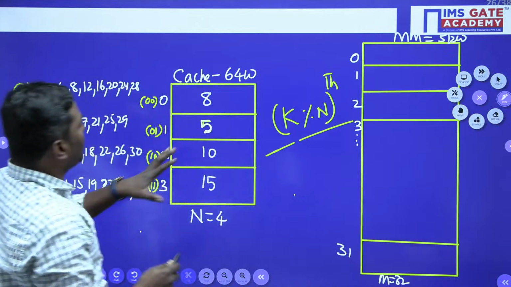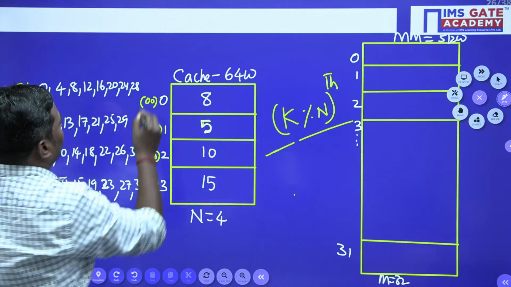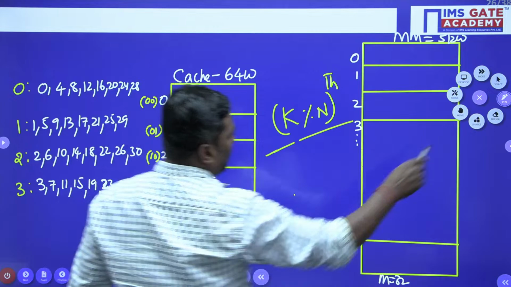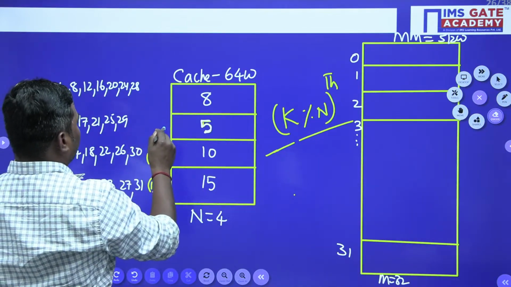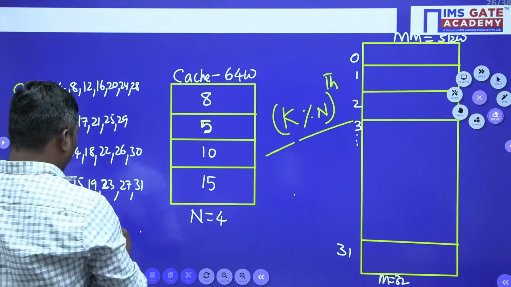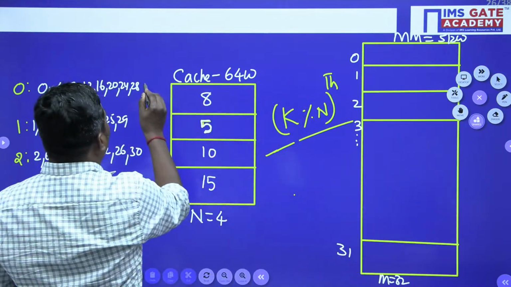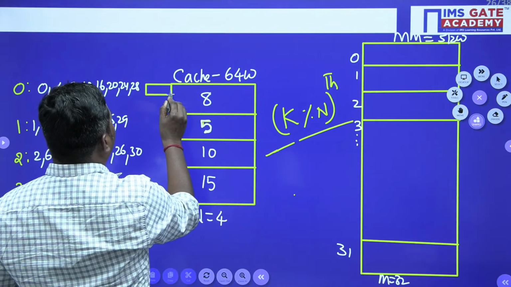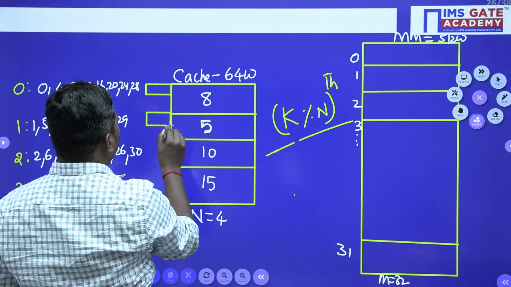So what I said: the block number information is not sufficient; extra is required. Now please understand. Let me remove this part and we'll redraw. Every cache block is associated with tag bits. Every cache block is associated with tag bits.